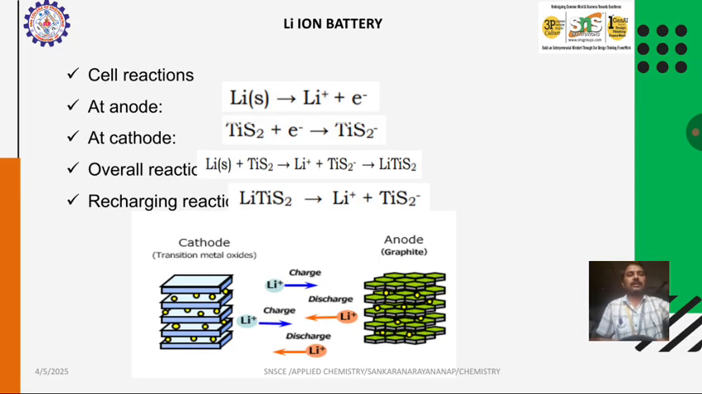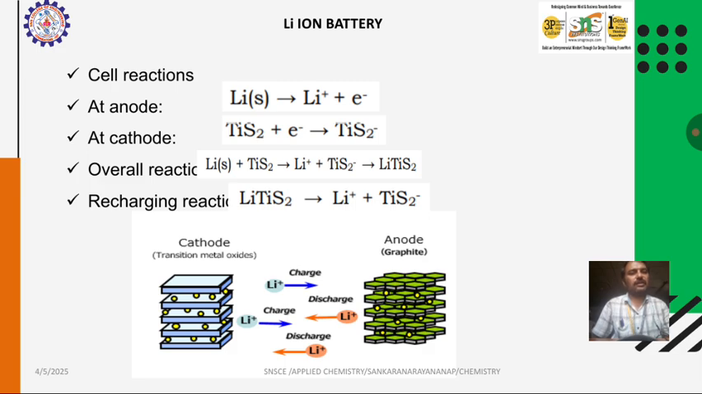Okay, here you can see the cell reactions. At the anode, what's happening? Lithium will lose the electron, so the lithium ions will move. Okay, at the cathode, what happened? The titanium disulfide will gain the electrons, so what will happen? Titanium disulfide becomes negative, which means the excess of electrons will be there.